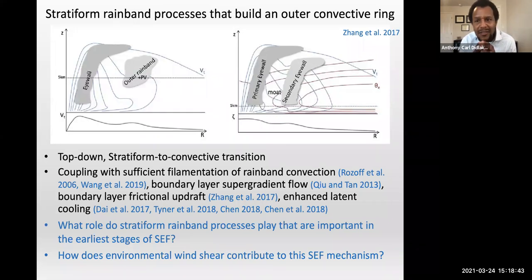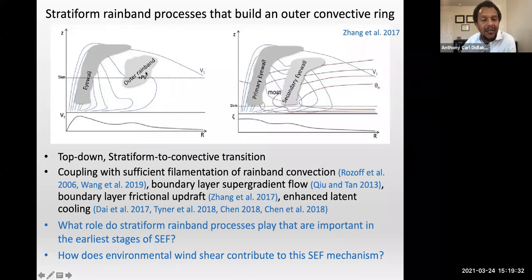So another way to think about secondary eyewall formation is by having a very clear focus on the rainband processes, specifically the stratiform rainband processes outside of the inner core. This is a diagram from Zhang et al. 2017, where he showed that you have your eyewall convection that can occur at a radius where you also have the maximum winds. Overall, on an axisymmetric plane, you can have the projection of outer rainband convection that has a PV source in the upper regions. And this is mid-level PV generation that is consistent with the stratiform rainband processes.